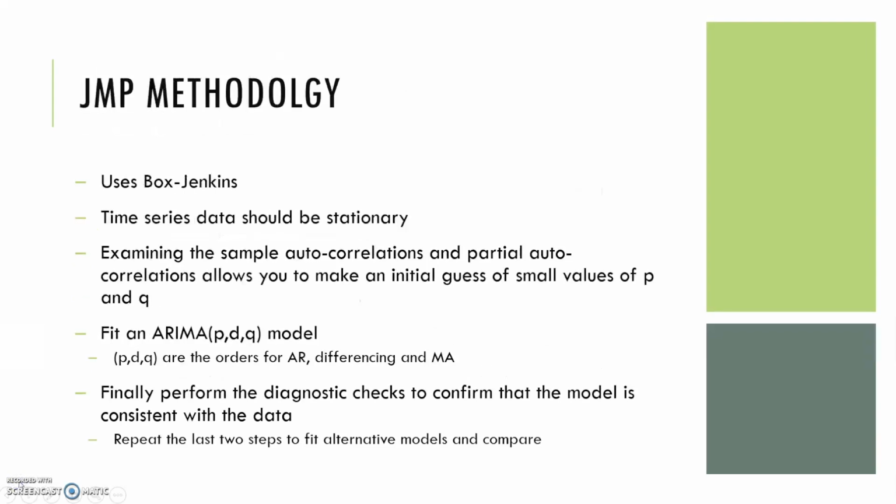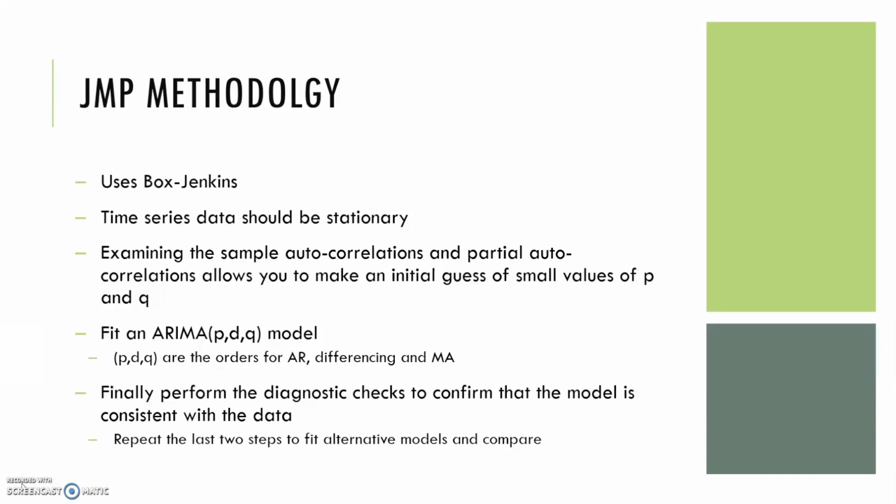So before we go into JMP to do our demonstration, we're going to talk a little bit about the methodology that JMP uses for forecasting time series. So first it uses Box-Jenkins methodology. You should check that the time series data you're working with is stationary. So you can examine the sample autocorrelations and partial autocorrelations in JMP to help you make an initial guess of a small value for P and Q.